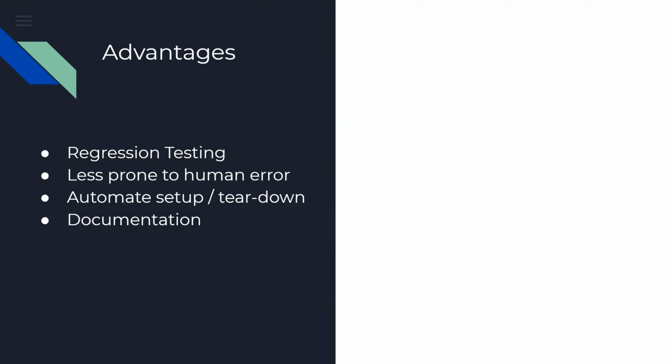Advantages. The benefits of doing all of this is that you can perform what's called a regression test, meaning if you make updates to your code, running your tests again will inform you whether the functionality is still intact, despite any updates you've just made.